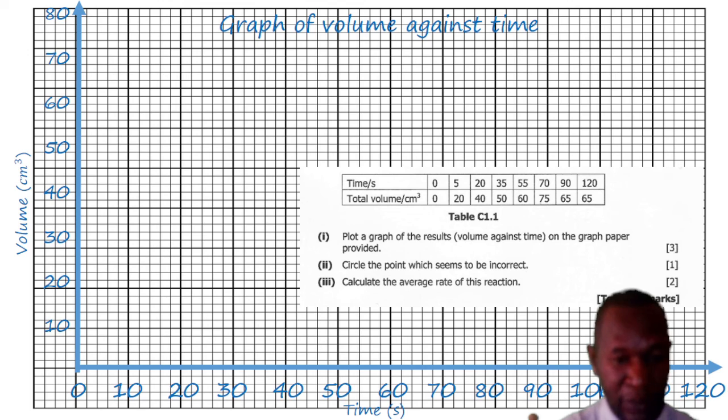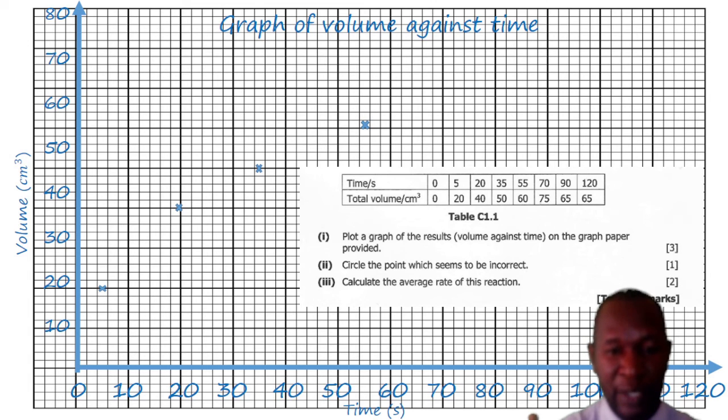For time 0, our volume is 0. Next, our time is 5 seconds, and at 5 seconds our volume is 20. Then next, our time is 20 seconds, and our volume is 40. Next, our time is 35, and at 35 the volume is 50. Then the next time we have is 55, and at 55 our volume is 60. Then the next time we have is 70.